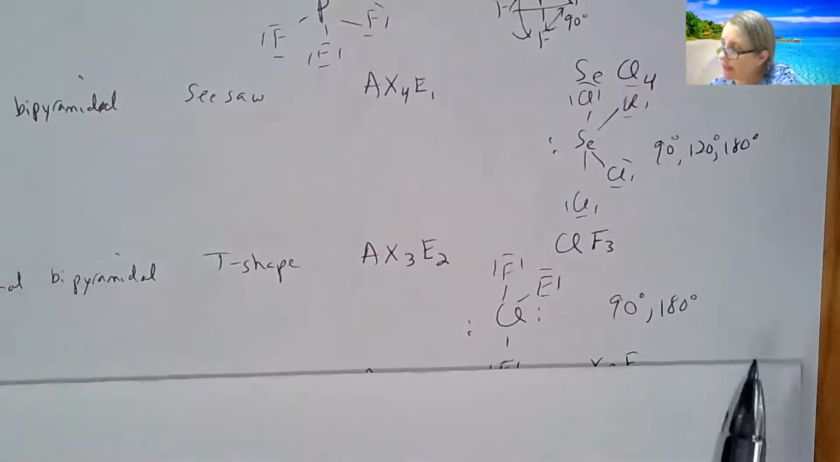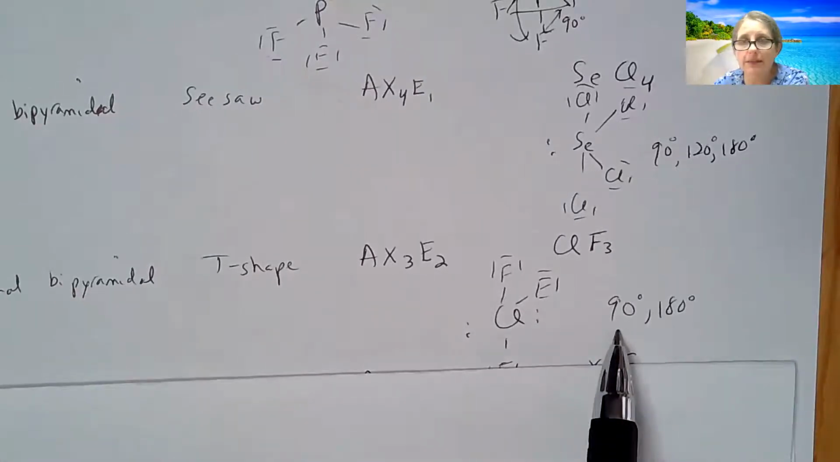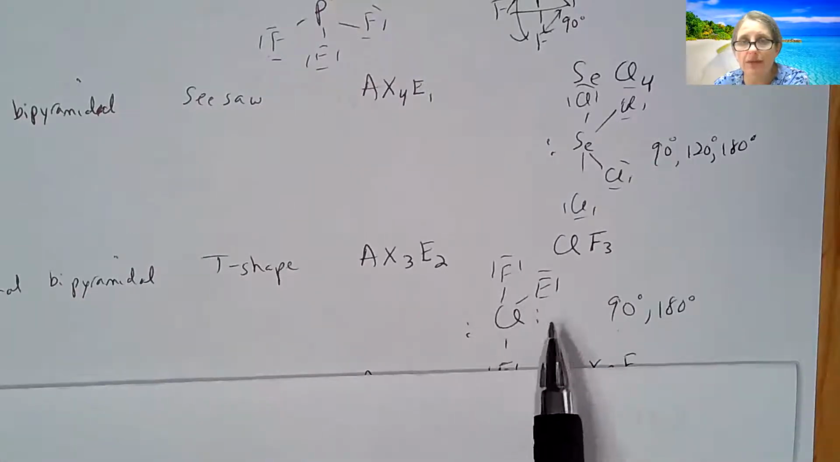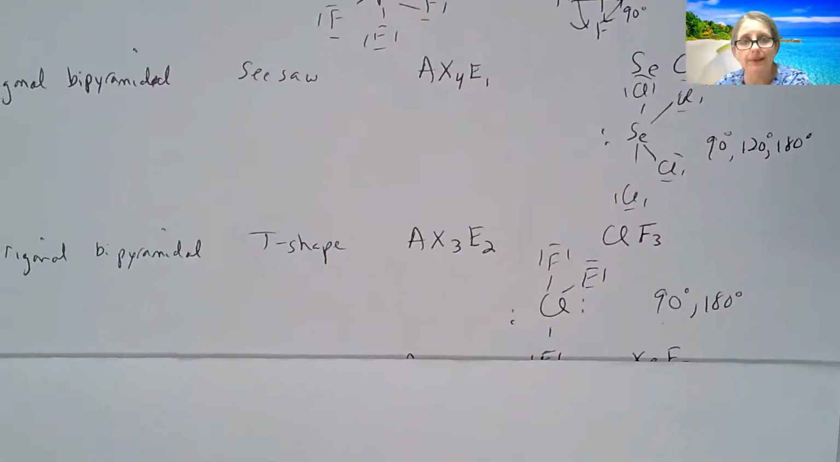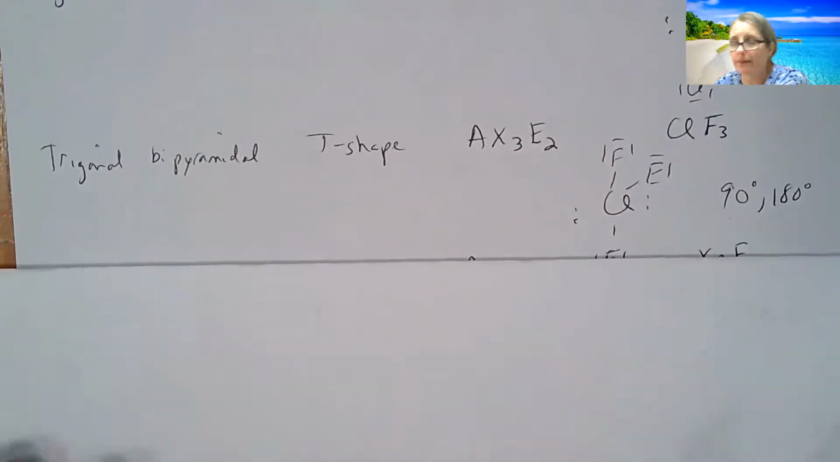And because of that, the T-shape only has a 90 and 180 because you don't have something else on the triangle anymore. So you don't have that 120 bond angle.